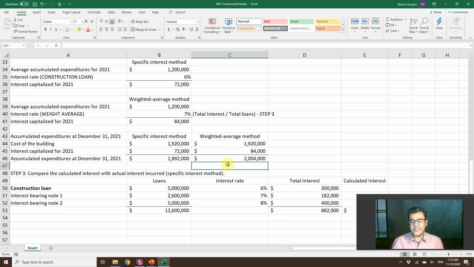Okay, guys, so that's it. Not so easy, a lot of steps here. So watch this video as many times as you want. And the most used one is the specific interest method. However, the weighted average method is also allowed under both US GAAP and IFRS.